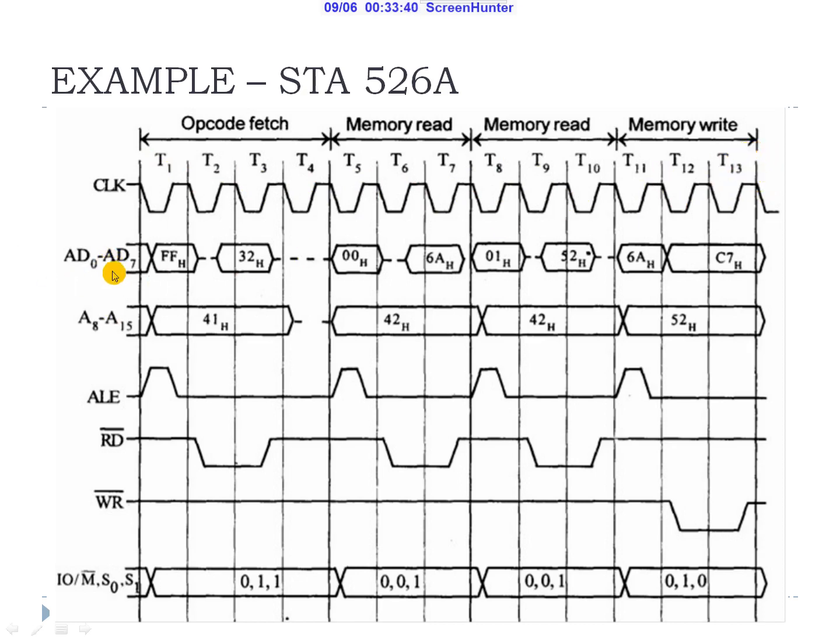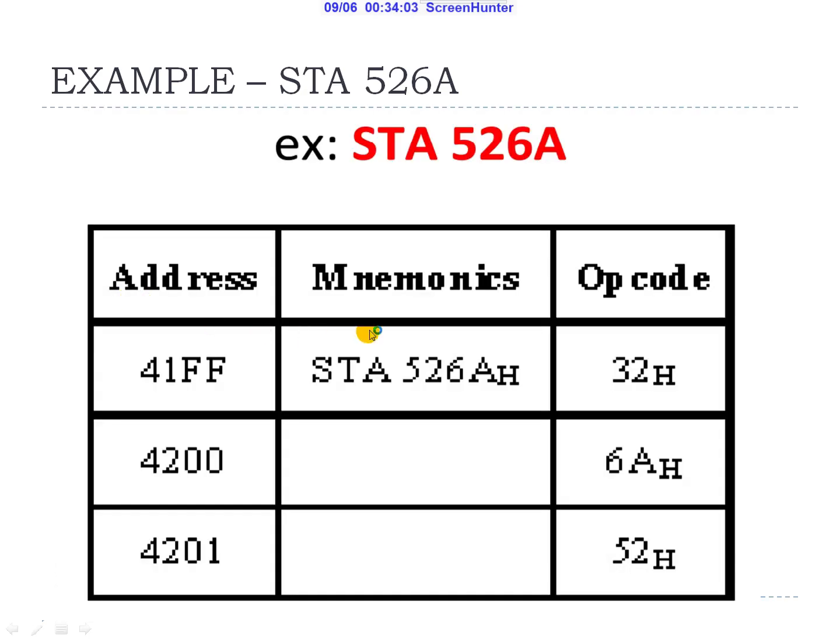We will have the address lines AD0 to AD7, A8 to A15, and ALE, read, write and the control signals. We can draw the clock cycles, and in order to do the opcode fetch, we need to have the address. The address of this particular location is 41FF. This is the lower order, and this is the higher order.